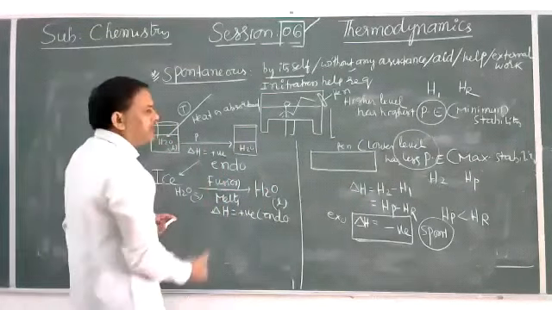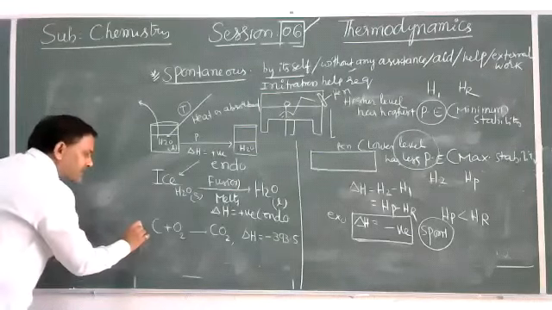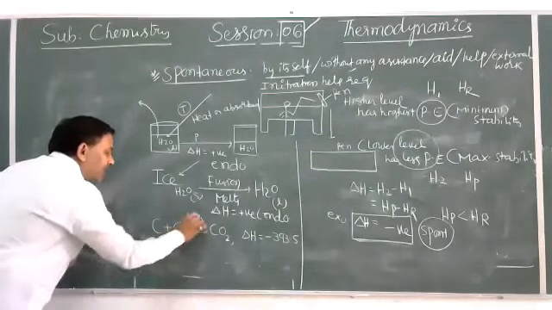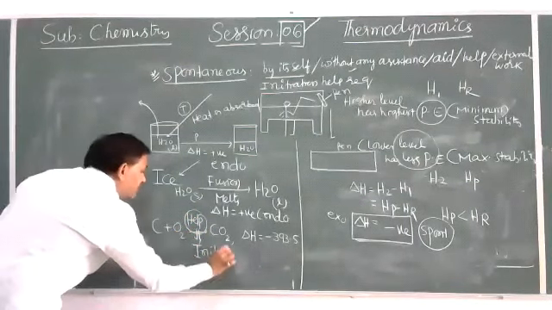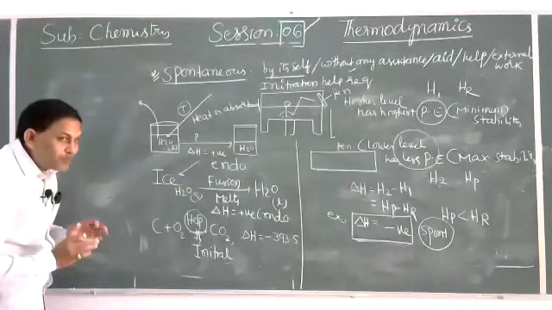Some exothermic reactions, like C plus O2 gas giving CO2 gas, have delta H equal to minus 393.5 kilojoules liberated. It is exothermic and spontaneous, but initial help is required, an initiation, for heating. So heat this carbon and oxygen; initiation is required. After initiation, it takes place by itself without any external aid. That's why it is also an exothermic process.